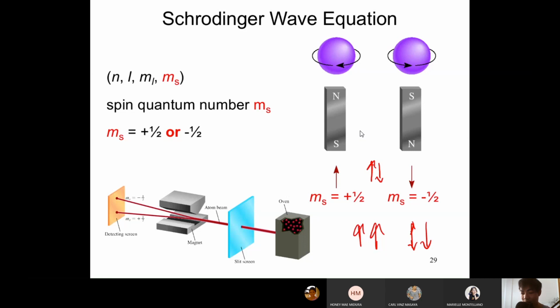Pwedeng isang up, pwedeng isang down. No? Kaya siguro familiar pa rin kayo sa high school nyo, di ba? Pag nagdodraw kayo ng sa box, kailangan opposite direction. Ito kasi meaning nun, no?